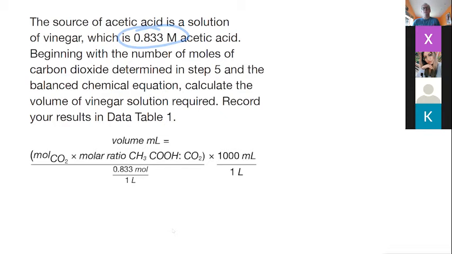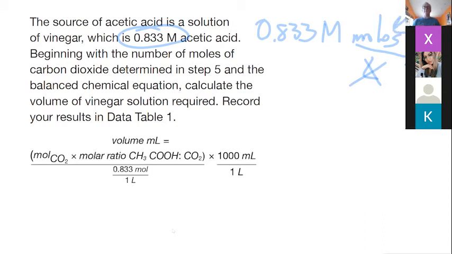Multiply by volume. Yeah. What does molarity mean? What is the actual definition of 0.833 molar, capital M? Moles of acetic acid per 1 liter of vinegar. Yeah, it just means moles over liters, right? So if I want moles, I just multiply by liters. That's all I need to do, because then my liters cancel out and I'm left with moles.